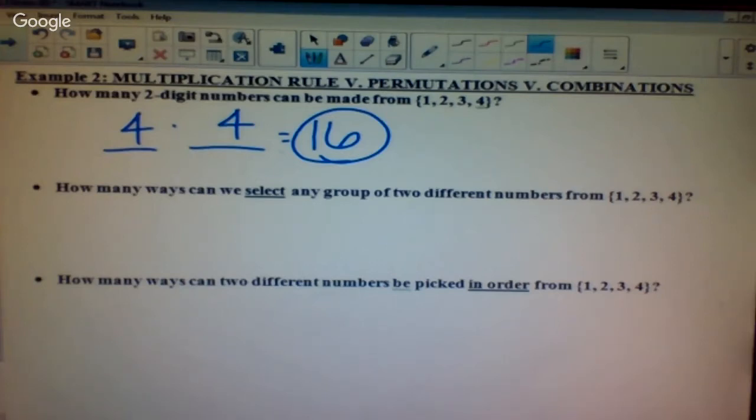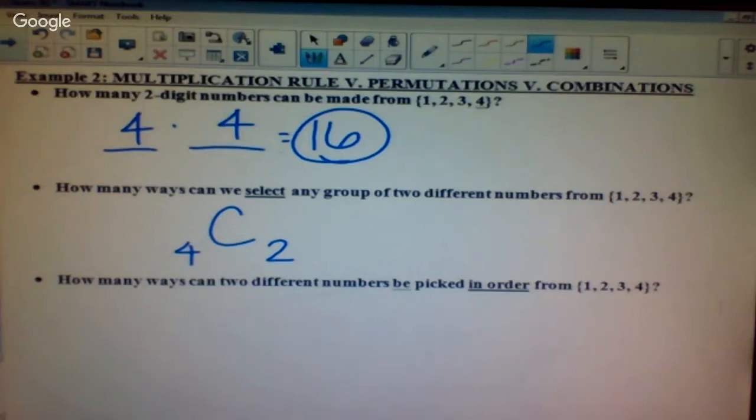No, it isn't, because order doesn't matter here. It says select any group, so it's a combination. You can do 34 and 43. How many numbers do I have to choose from? 4. And how many spots am I filling? 2, it's a 2-digit number. So that would be 4C2.